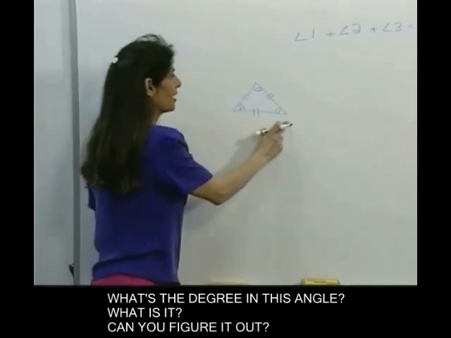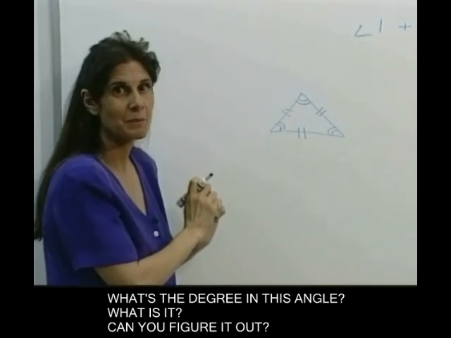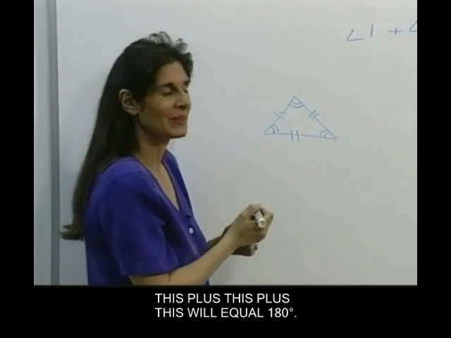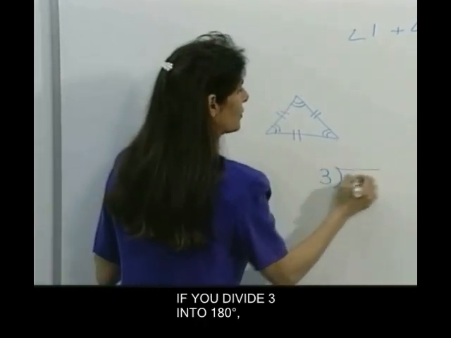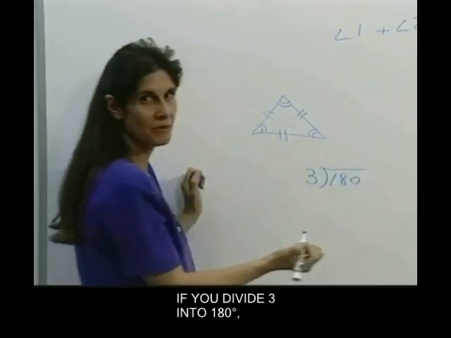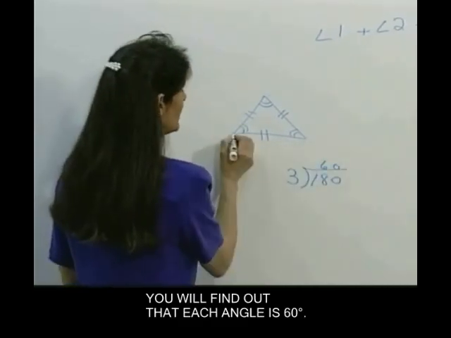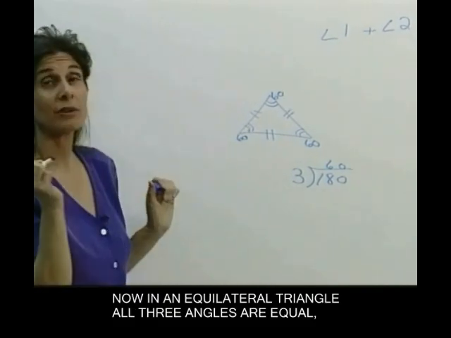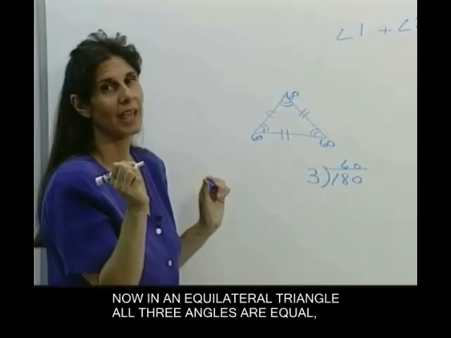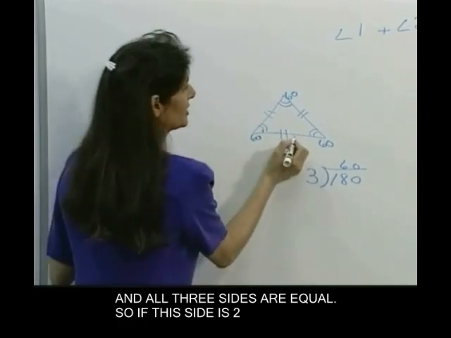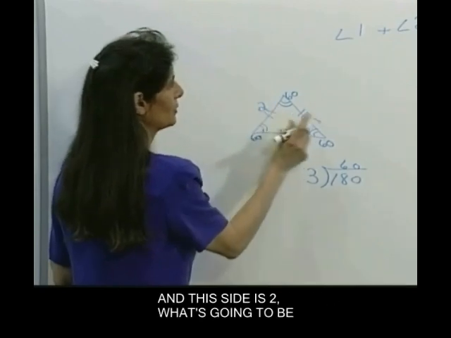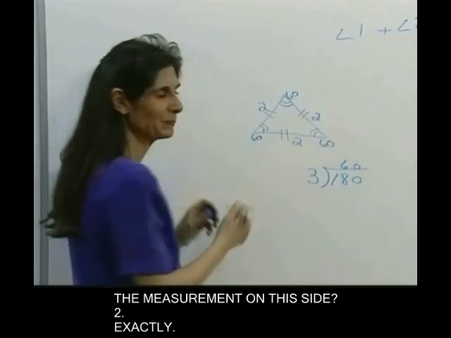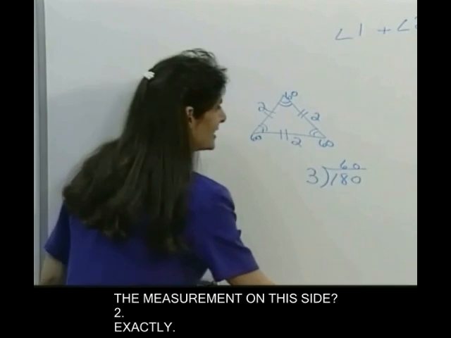What's the degree in this angle? What is it? Can you figure it out? This plus this plus this will equal 180 degrees. If you divide 3 into 180 degrees, you will find out that each angle is 60 degrees. Now, in an equilateral triangle, all 3 angles are equal and all 3 sides are equal. So if this side is 2 and this side is 2, what's going to be the measurement on this side? 2. Exactly.